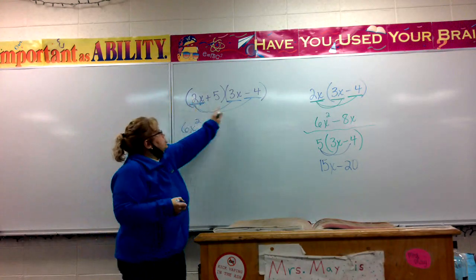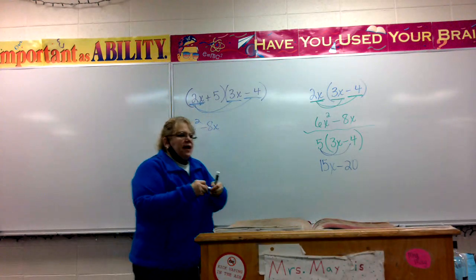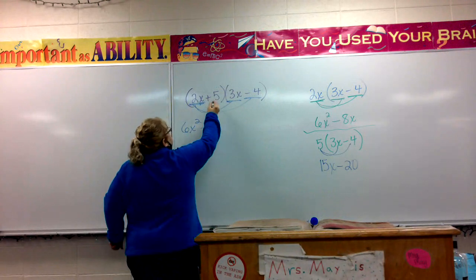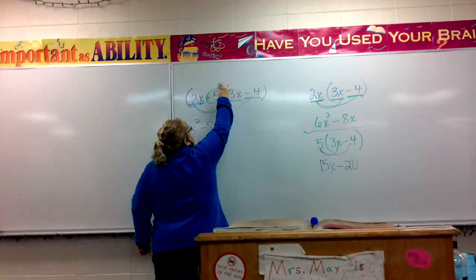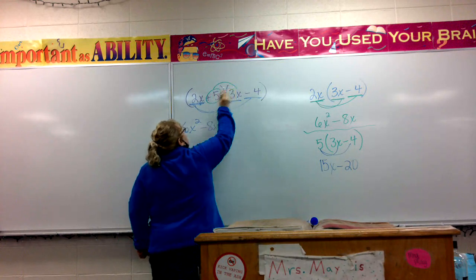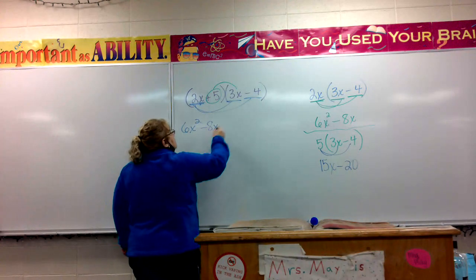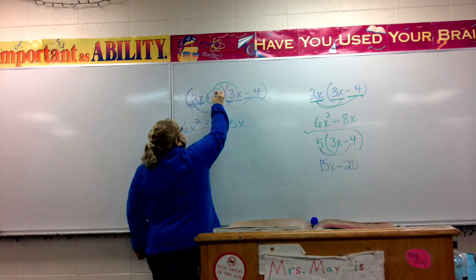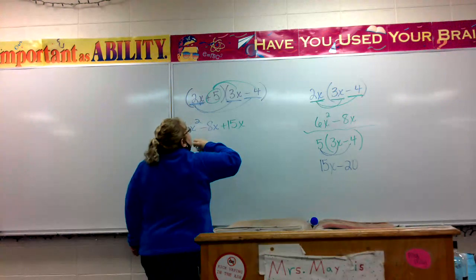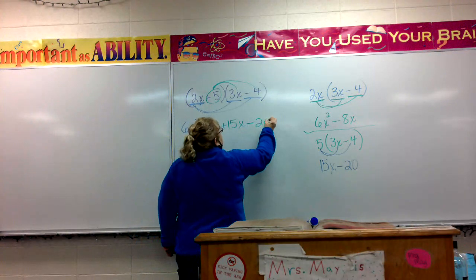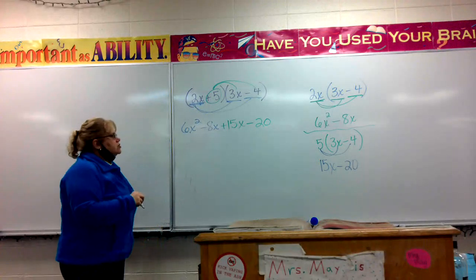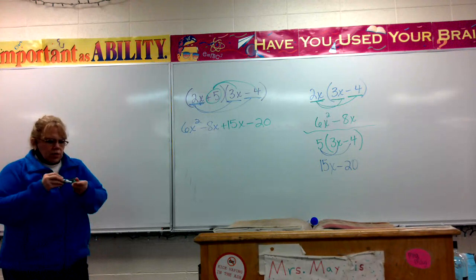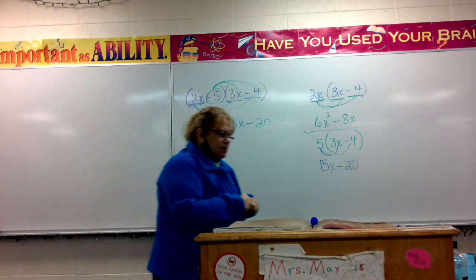So I've multiplied the 2 times both of those. Then we have to move over and multiply the 5 times both of these. So we're going to do the 5 times both of those. What's 5 times 3x? 15. 5 times 3 is 15, and then an x. What's 5 times negative 4? Negative 20. So it's just basically like putting those two problems together with one little catch on the end.